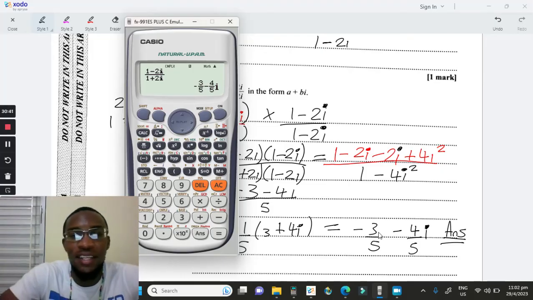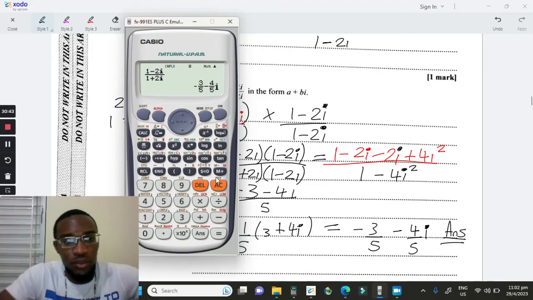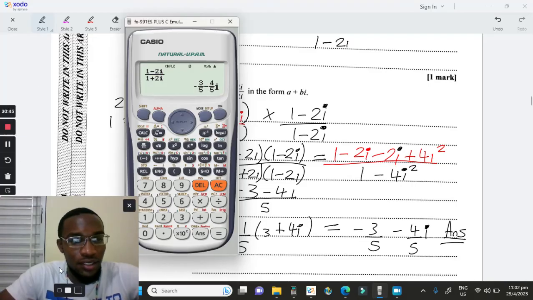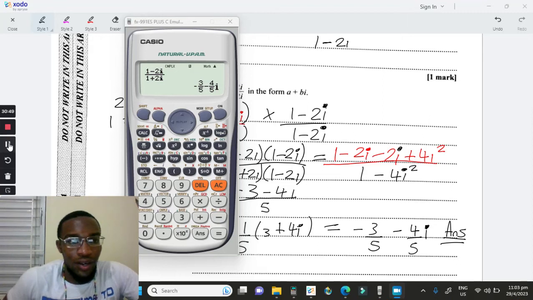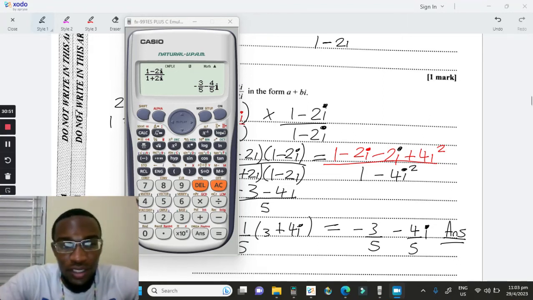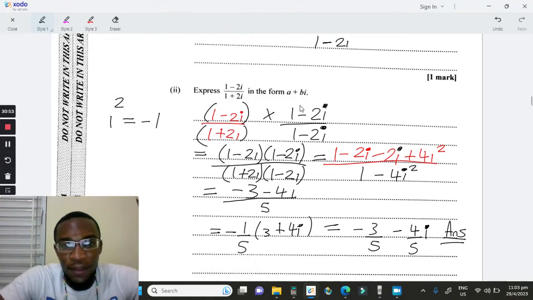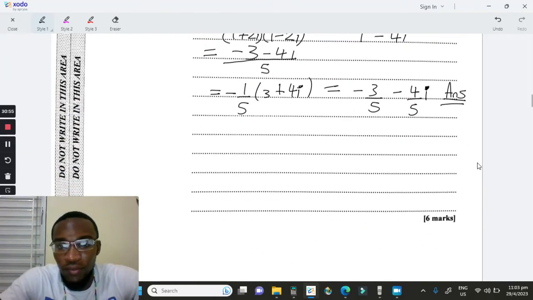Now give me 1 minute. Let me plug in my computer. Alright, I just got to plug in the computer. Alright, great. So now moving right along.